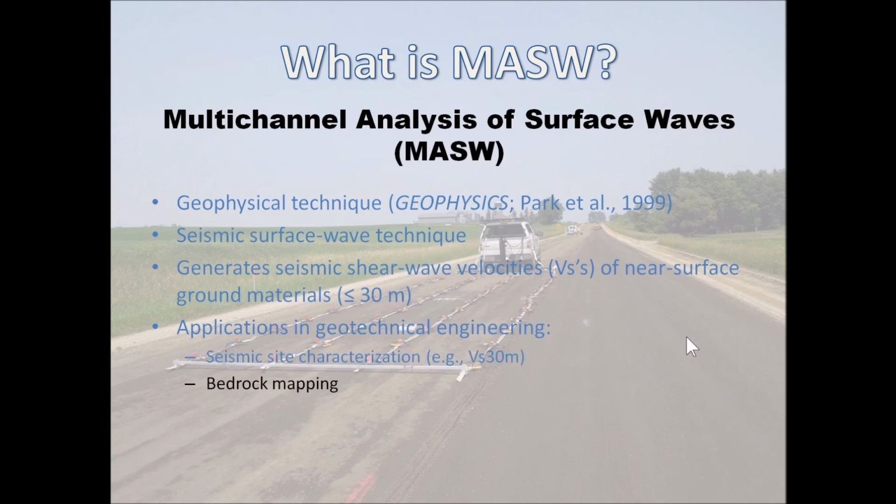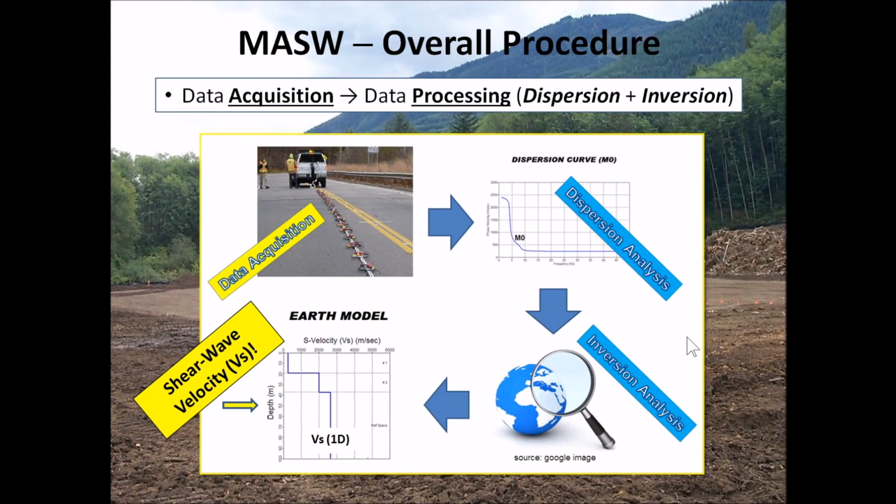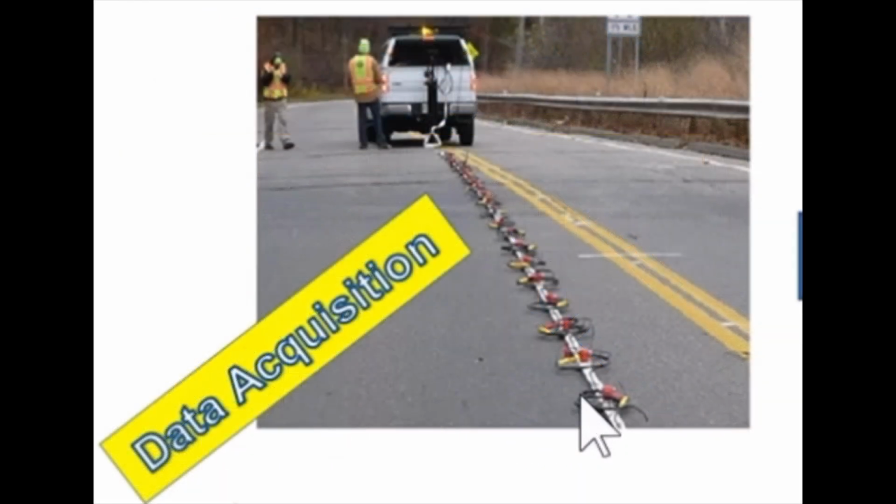and bedrock mapping, soil bedrock characterization, and anomaly detection. This shows an overall procedure of MASW survey, which consists of 3 simple steps. First, you go out in the field and collect so-called multi-channel seismic data by using multi-channel data acquisition technique, which uses multiple receivers, which is called a receiver array.